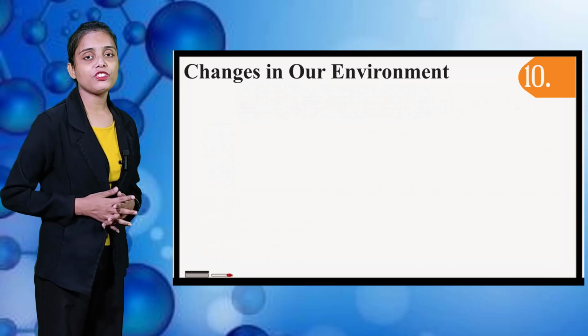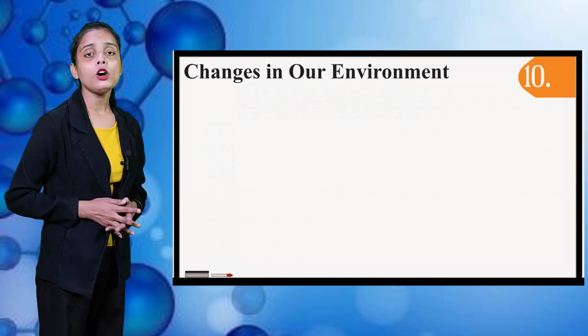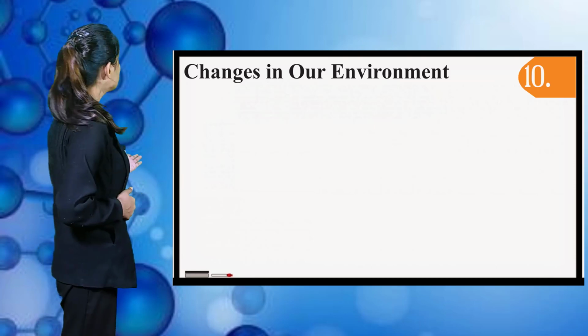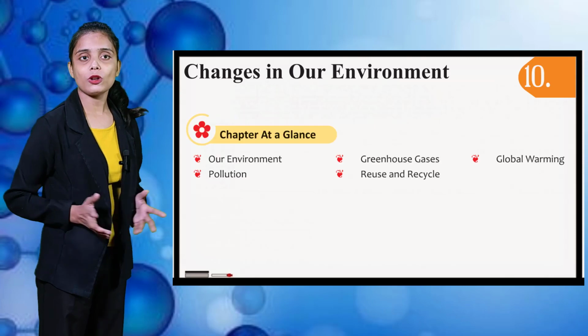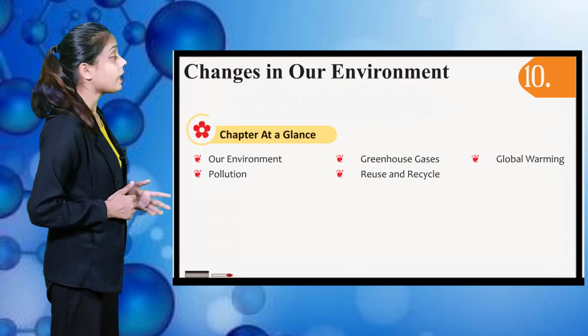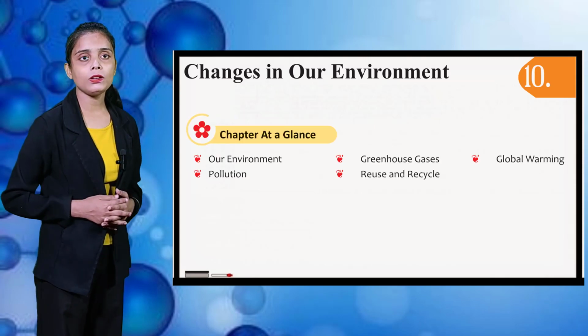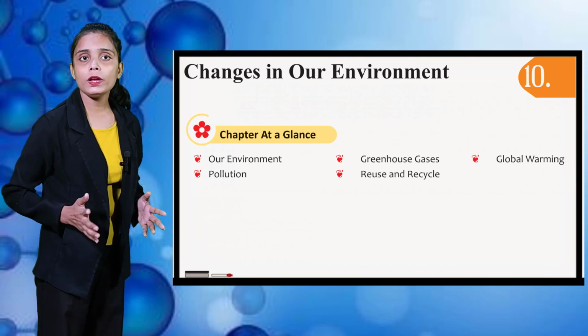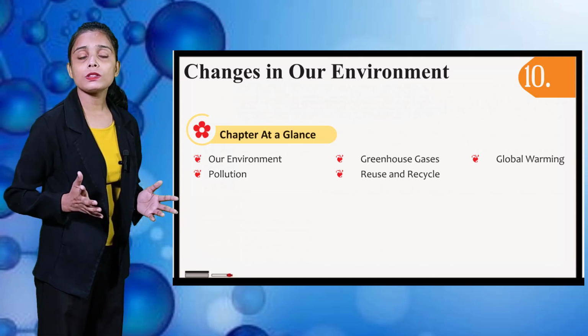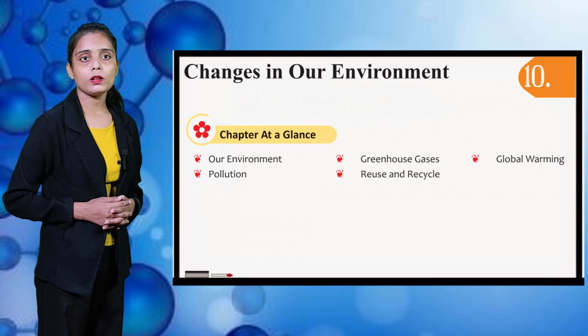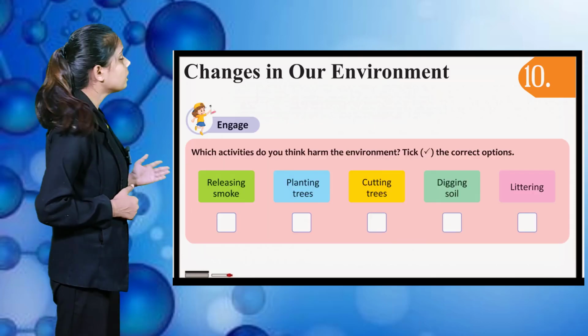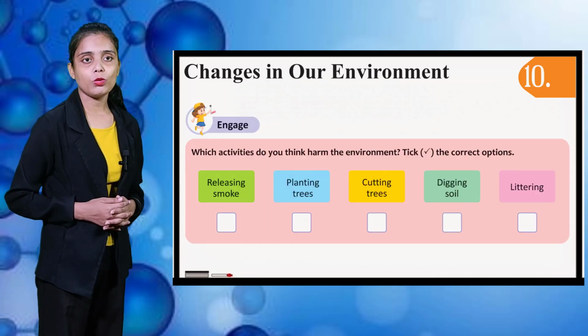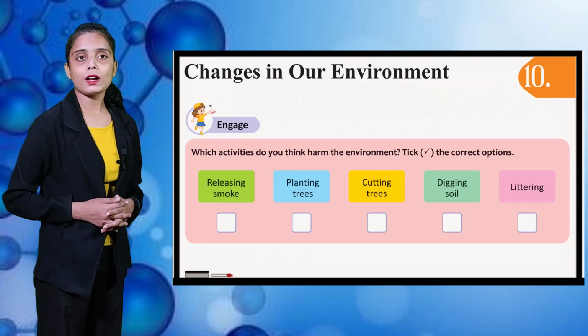So, today I'll be teaching you chapter number 10 of your science book, that is changes in our environment. So now let's see the chapter at a glance: our environment, pollution, greenhouse gases, reuse and recycle, and global warming. Here you can see the engage activity which you have to do. Okay, so now let's start this chapter.